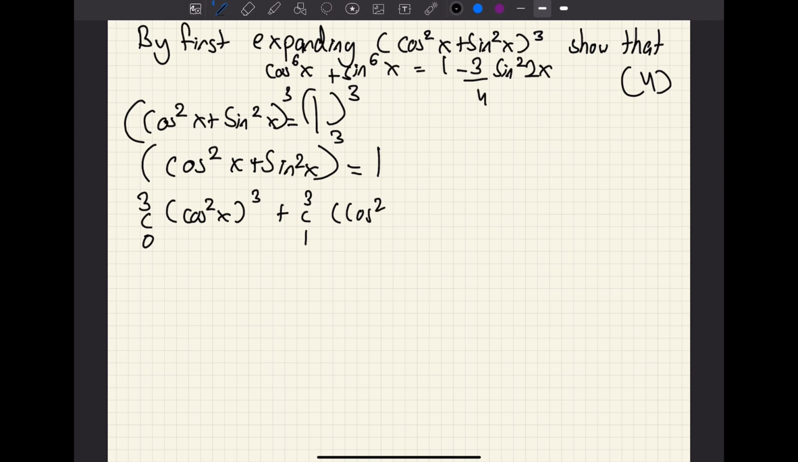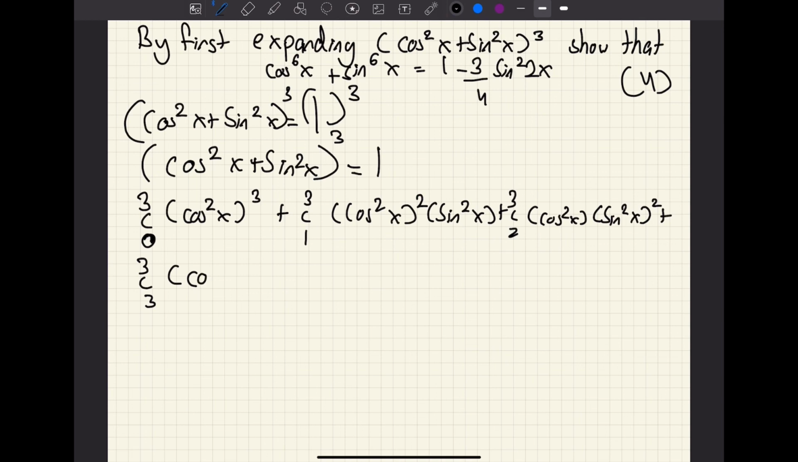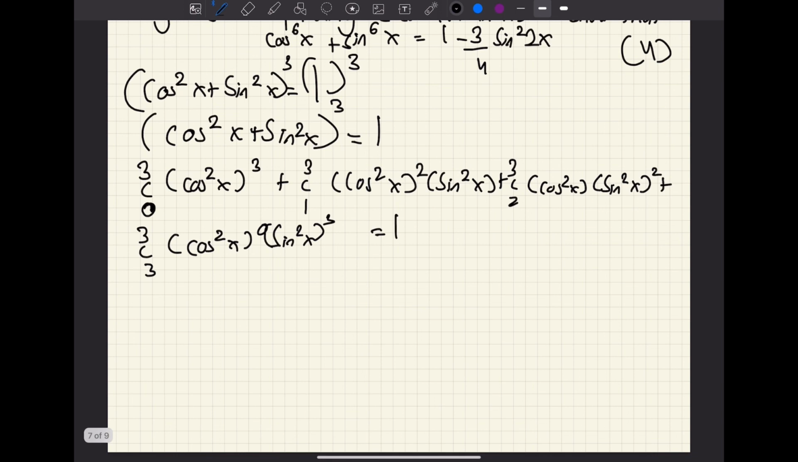3C1 (cos square x) squared sine square x, plus 3C2 cos square x (sine square x) squared, plus, I want to move it over here, cos square x to the power of 0 times sine square x cubed. All this is equal to 1. Okay, let's now start multiplying. Get your calculators out. Mine is in my bag. One second, I'll be back.